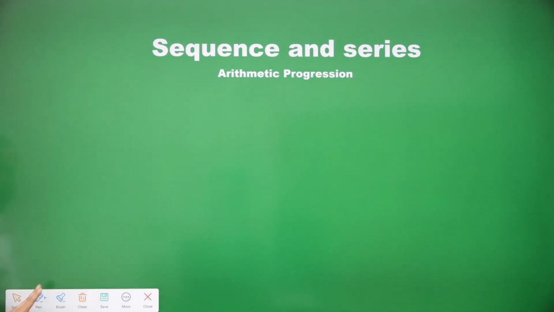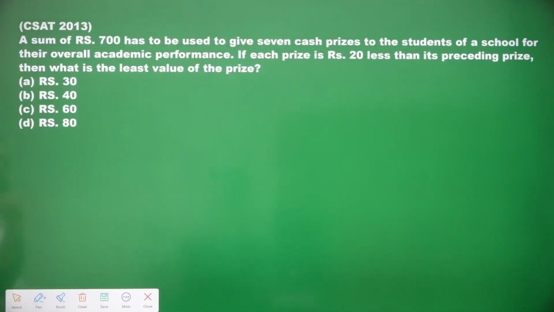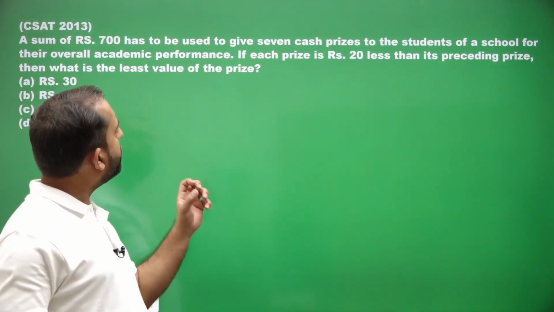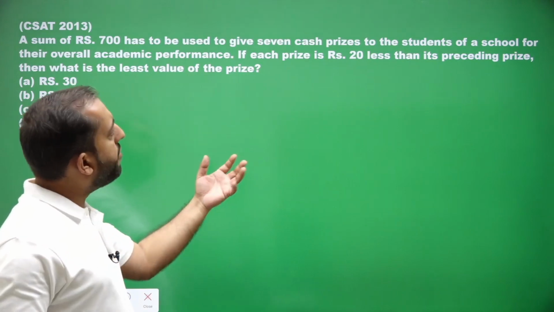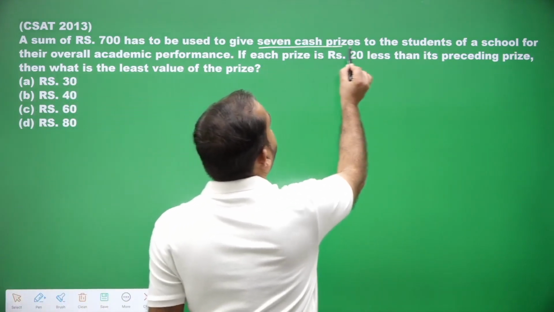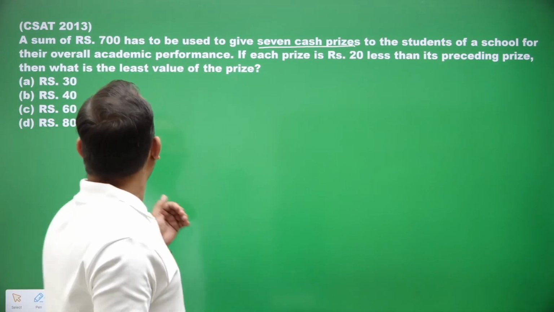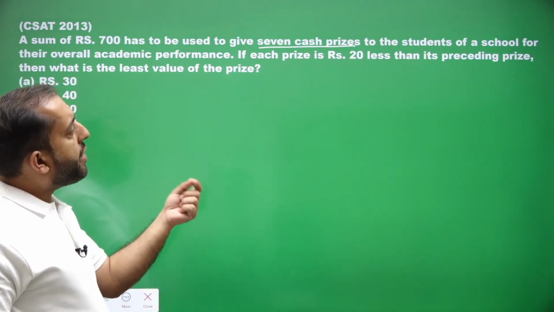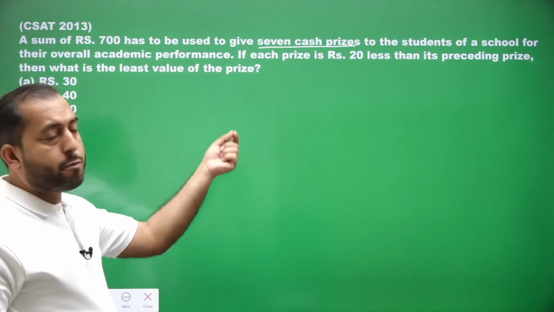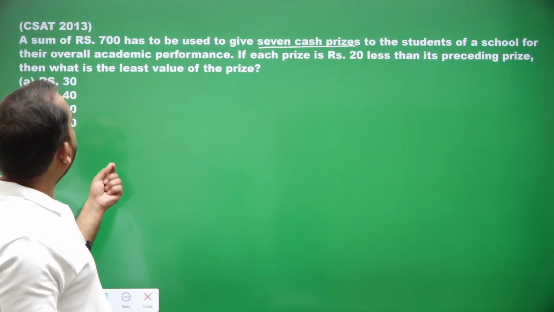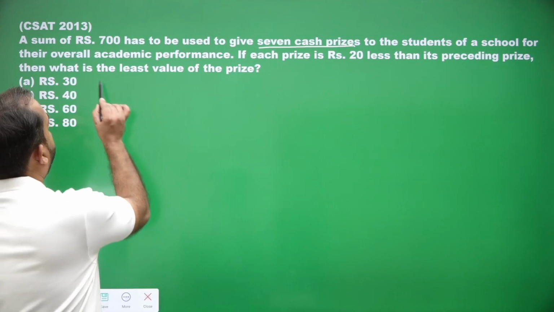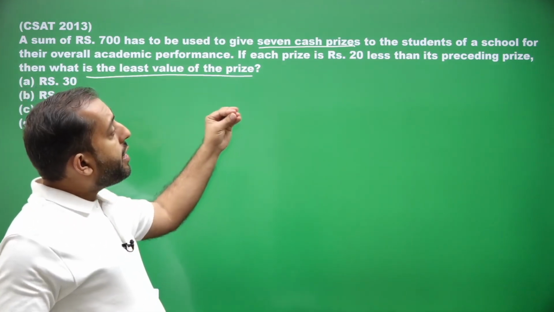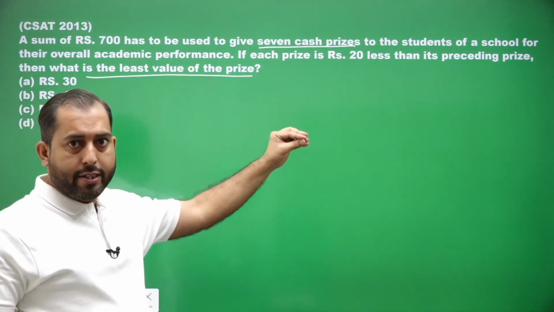Let's try to solve question number 1. It says a sum of rupees 700 has to be used to give 7 cash prizes to the students of a school for their overall academic performance. Each prize is 20 less than its preceding prize. Then what is the least value of the prize? Each prize is 20 less than its preceding prize.